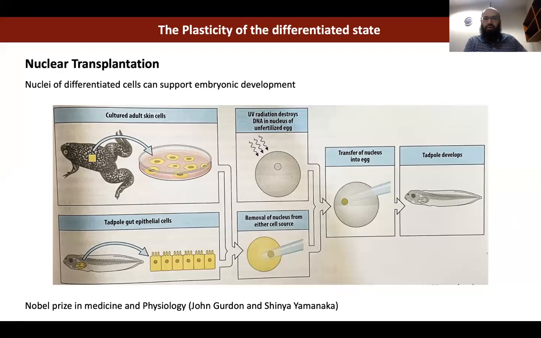In this lecture, we'll talk about a few approaches that scientists have taken in the past while they were studying the plasticity of the differentiated state. The question they were asking was whether this differentiated state can be reversed or not, and so they used different strategies. The first strategy that I'm going to talk about is nuclear transplantation, also called somatic cell nuclear transfer.